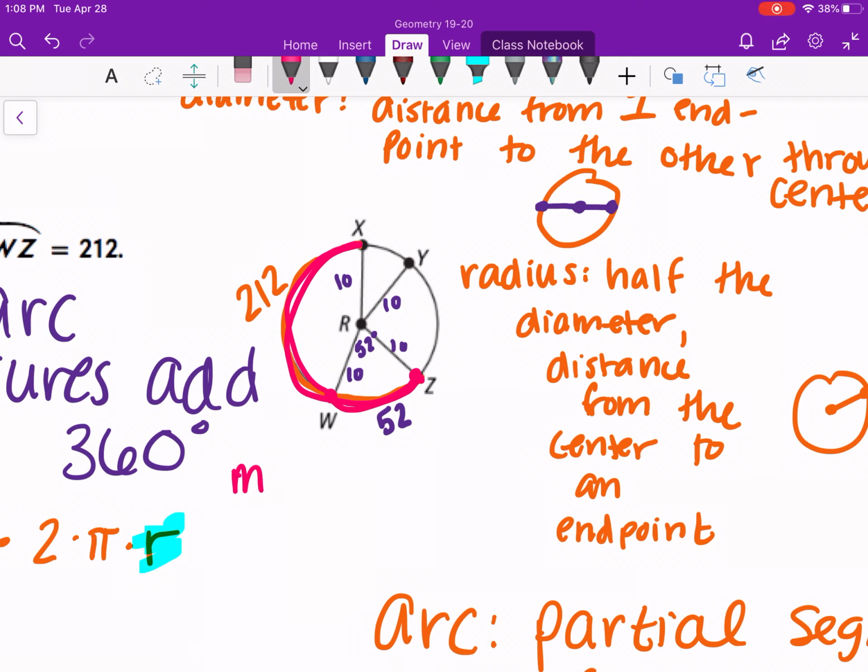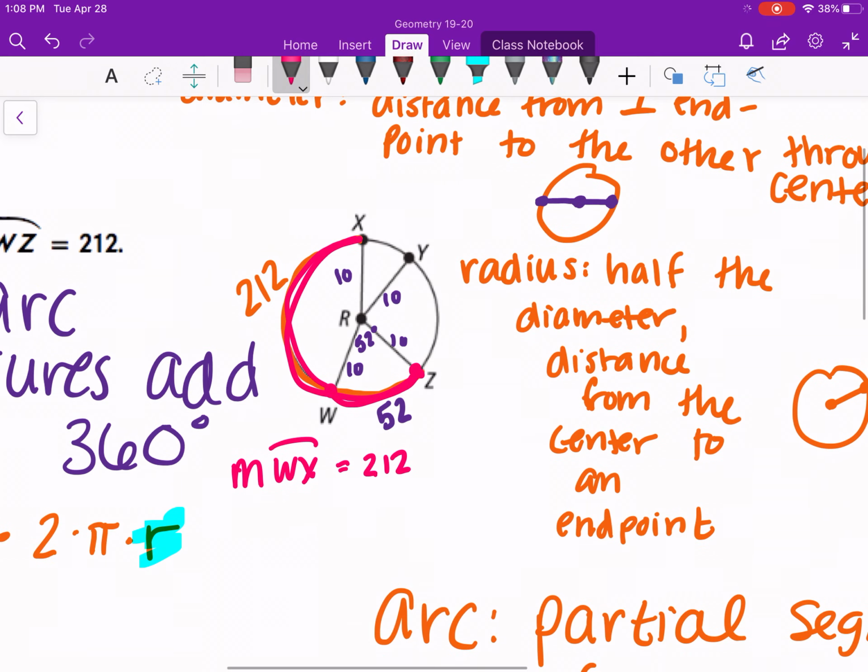To find that measure of WX, you would do the total minus the piece you've already done. And you'll get that the rest of the trip is 160. So that means that this arc right here is 160.